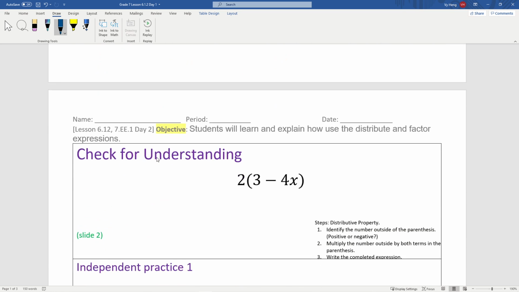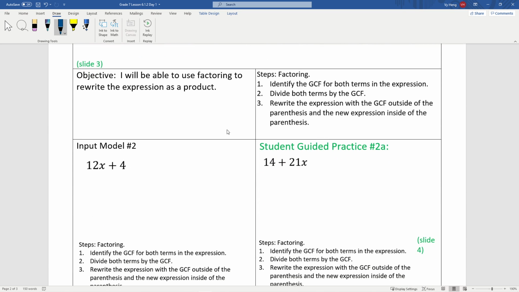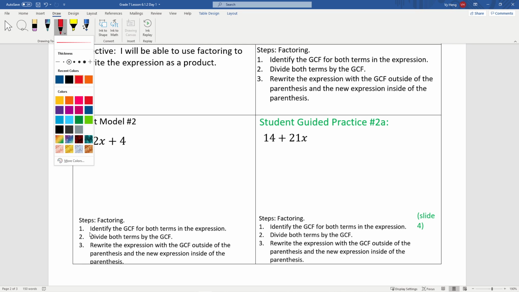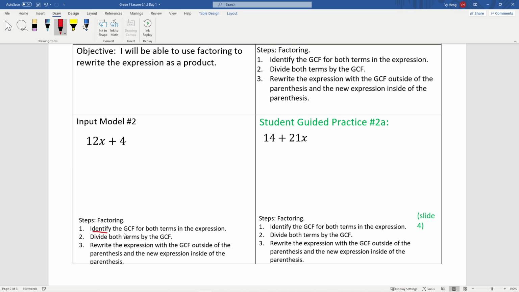Okay, so let me show you this. So first of all, the first step here, so this is a different step. The first step is to identify the greatest common factor for both terms in the expression. So how do you do that? Well, the way to do that is you have to, first of all, figure out what the greatest common factor for 12 and 4 is, right? I know there's an x here, but don't worry about that right now.